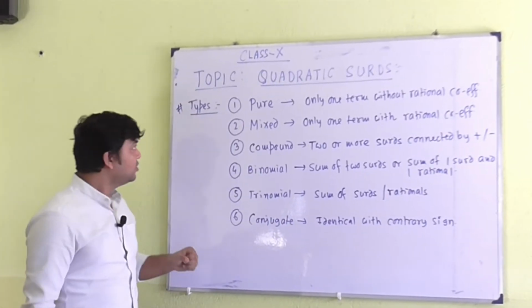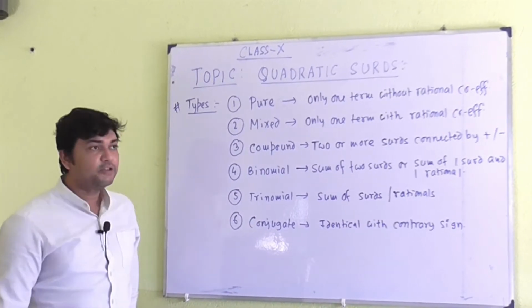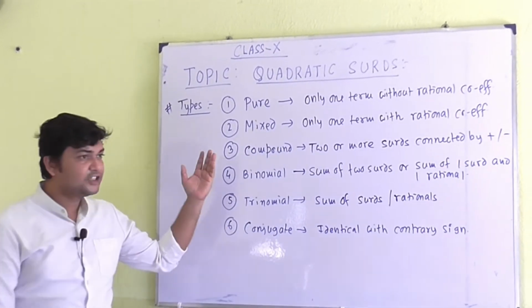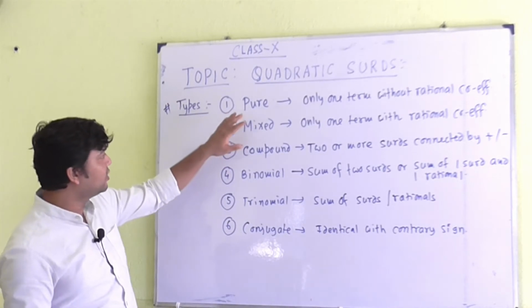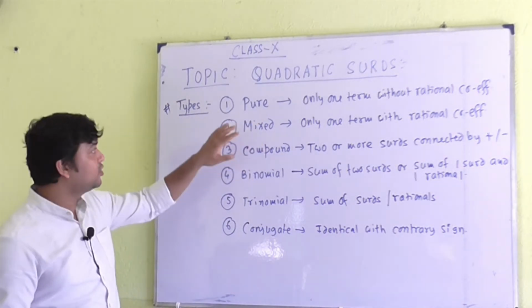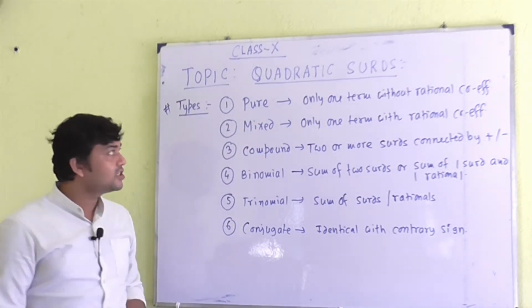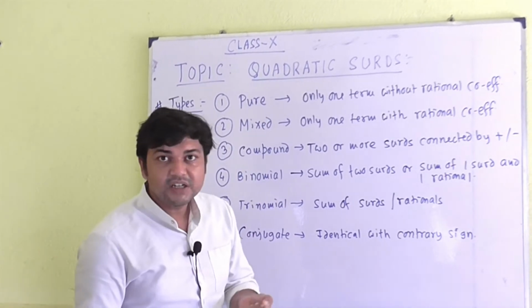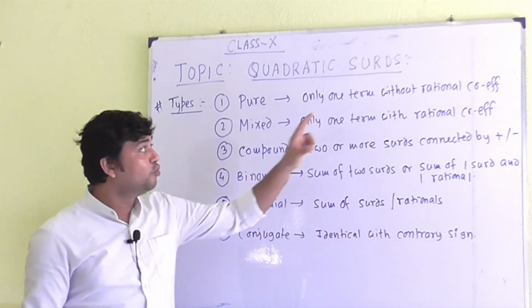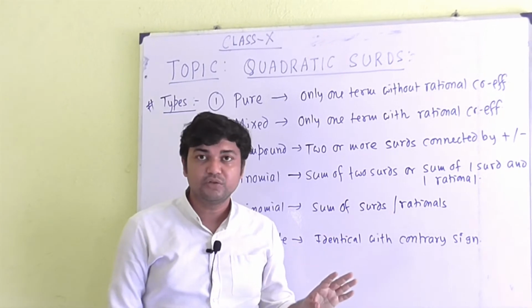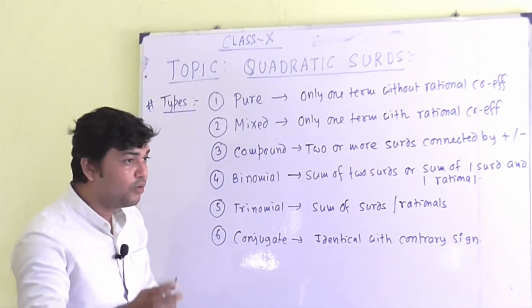Now we will describe the types of surds. Different kinds of surds are there. At first we will go for the first type of surd, which is known as the pure surd. And what is a pure surd? A pure surd always consists of only one term without any rational coefficient. Without any rational coefficient. What does it mean?